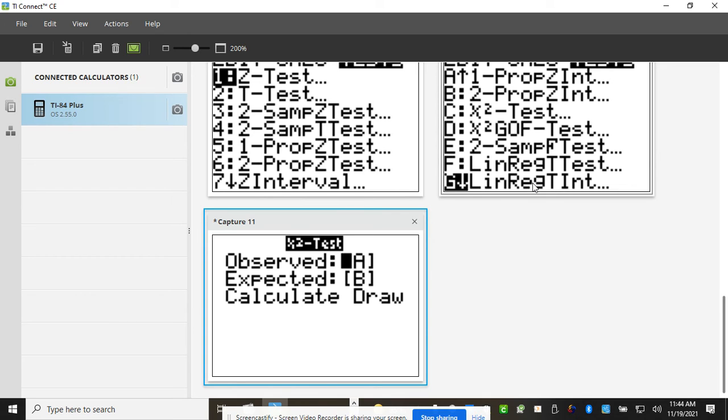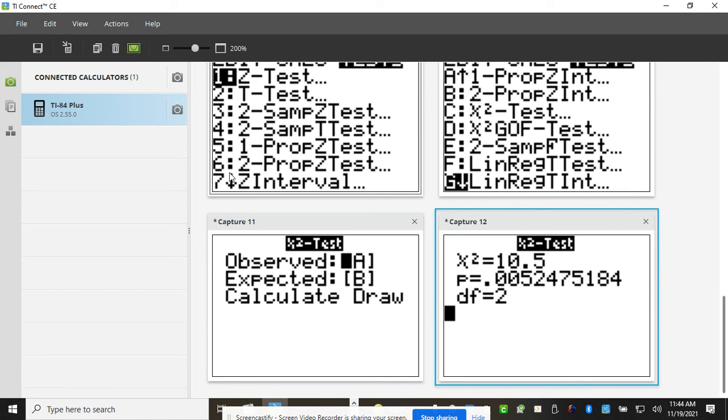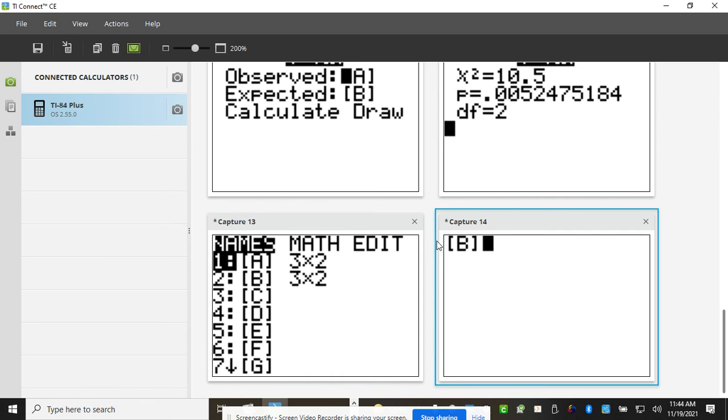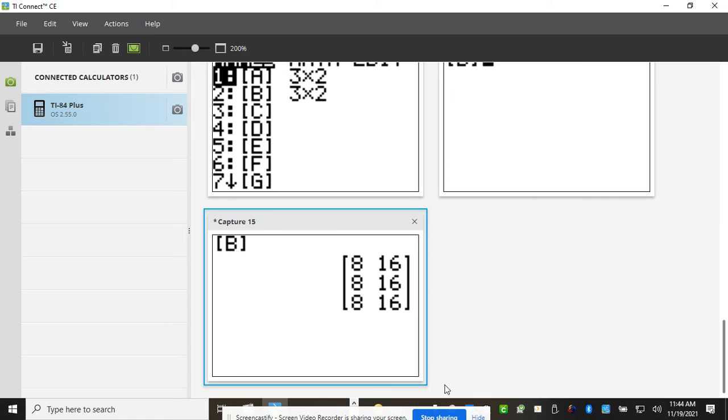And it now gives you the chi-square statistic and your p-value and your degrees of freedom. But it did the expected for us and left it there. So if we wanted to go look at it, we go back to matrix, and you see that you now have something in B. Then just hit enter and click on it. You hit it once and it says this, and you hit it again and it'll actually do it for you. Those are the counts for your expected.